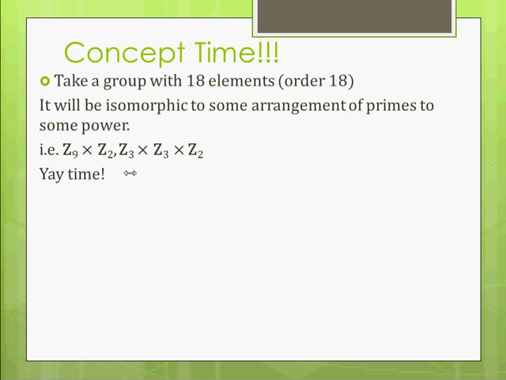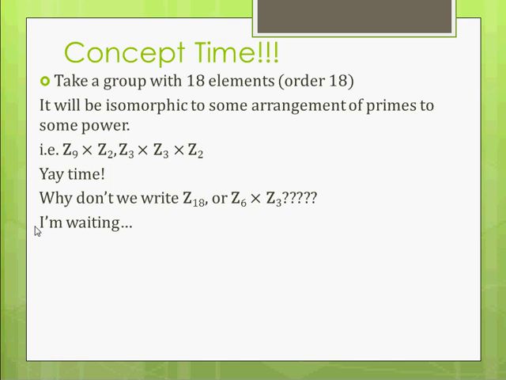And it's yay time. We're still building here. Here's the question that bugged me for about 48 hours. It was in the back of my mind. I was thinking, what about this? No. What about this? Yeah. Wait, no. Just back and forth for like 2 days, I swear. I just couldn't wrap my mind around why we don't write Z18 or Z6 cross Z3. Notice these are also order 18. But these aren't prime to a power. But why don't we write them? I mean, what's so special about primes to a power that we don't have with composites to some power? Well, do you have an answer?